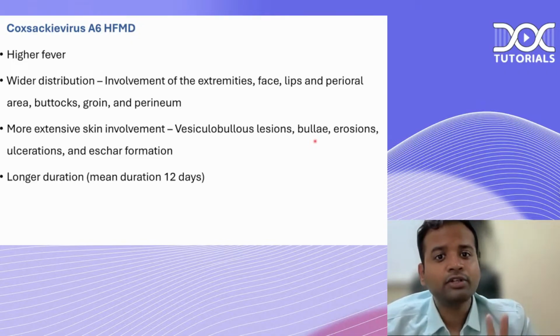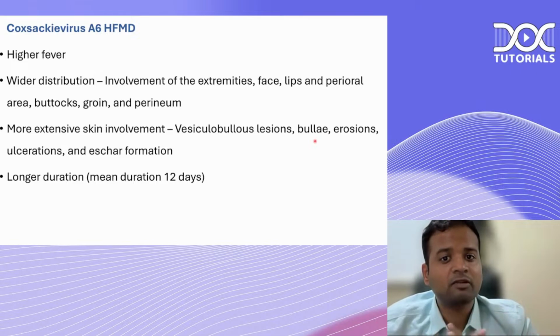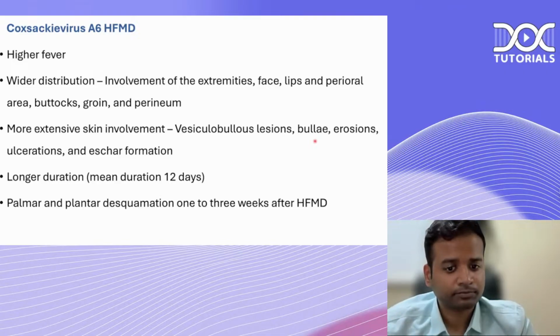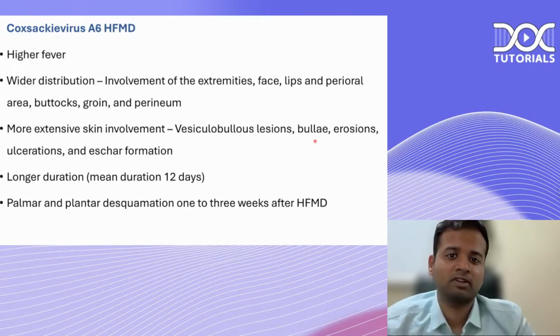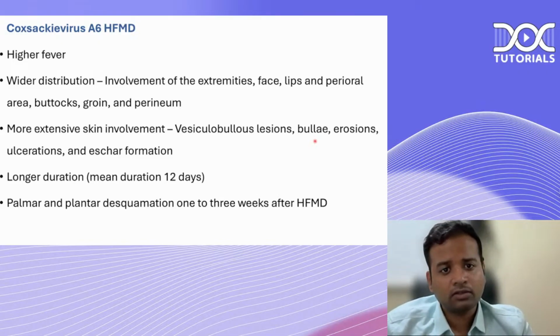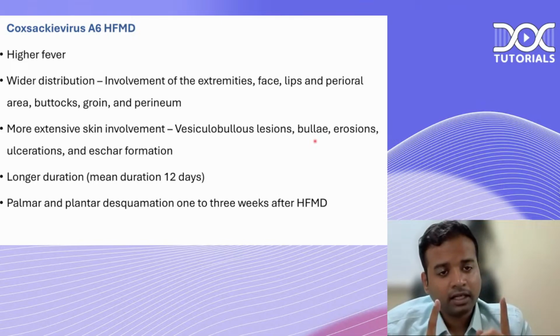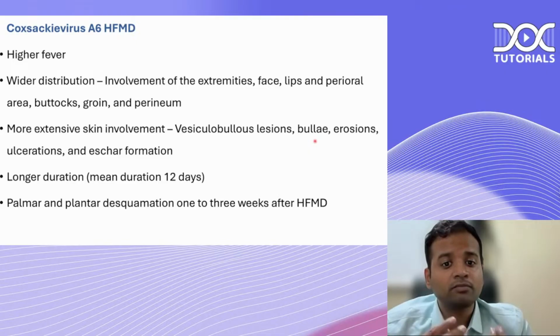And the skin lesions last longer. Generally it is all in 3 to 5 days, but in this atypical HFMD caused by Coxsackie A6, the mean duration will be 12 days. And at times they can also lead to palmar and plantar desquamation 1 to 3 weeks after HFMD. So this is an atypical HFMD. Commonly HFMD resolves in 3 to 5 days, maximum 1 week, a mild illness. But HFMD caused by Coxsackie A6 is called atypical HFMD, where symptoms and signs will be more. Just remember like that.